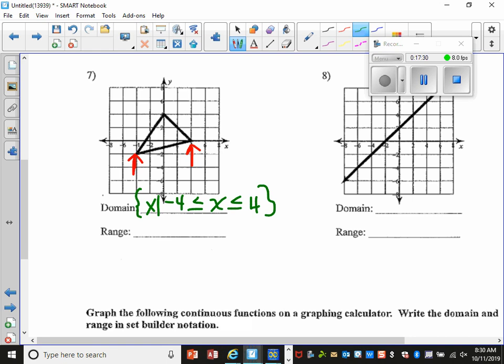Okay, now, we will be eventually also putting these in interval notation. And that was from our last unit, so we know how to write it in interval notation and set builder. Okay, today we're just going to concentrate on the set builder.